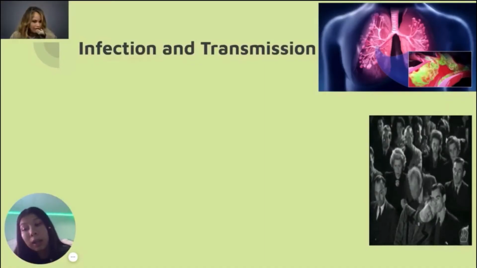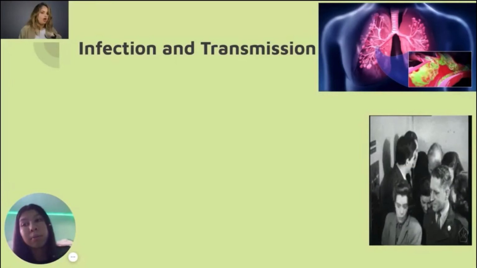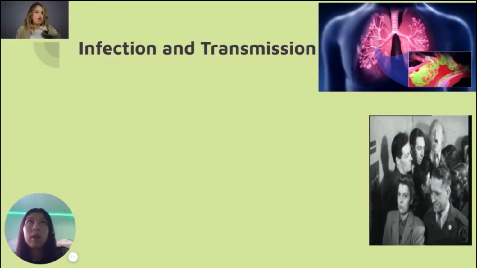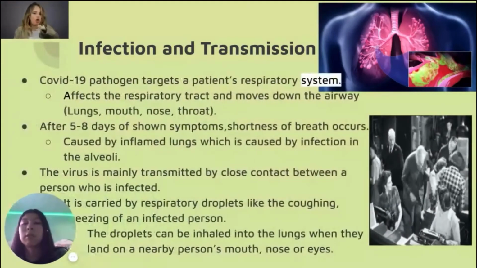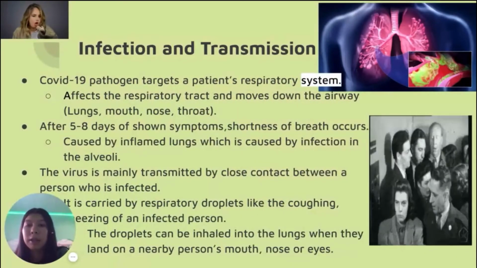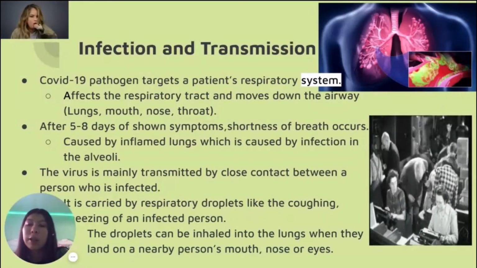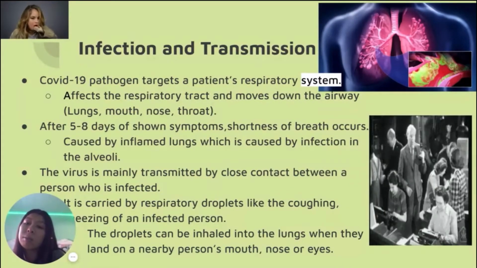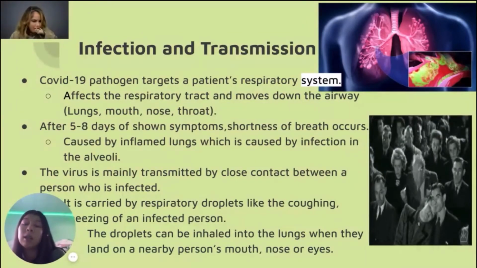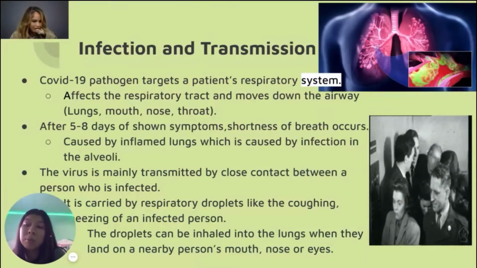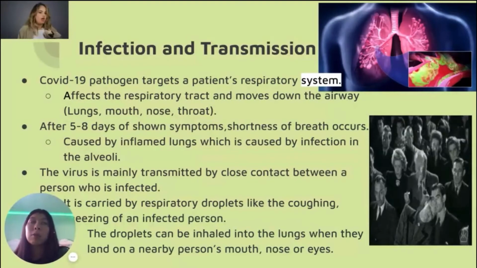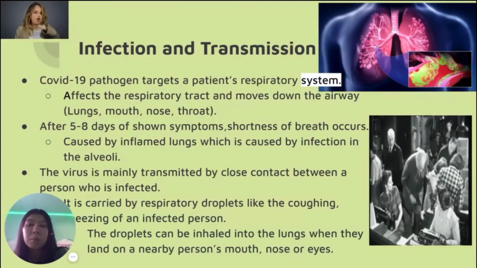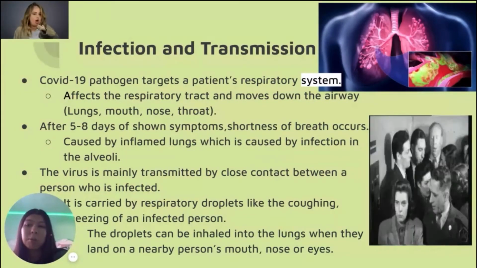The second slide is about infection and transmission. So how COVID-19 affects your body and how it's transmitted, how you get it. The pathogen targets a person's respiratory system, and it affects the respiratory tract. It moves down the airway to the lungs, the mouth, the nose, the throat.